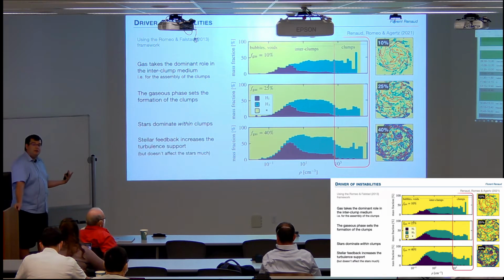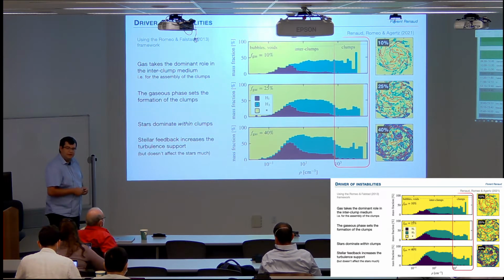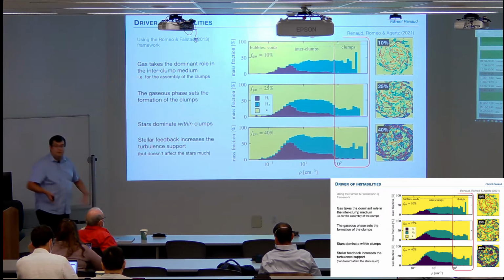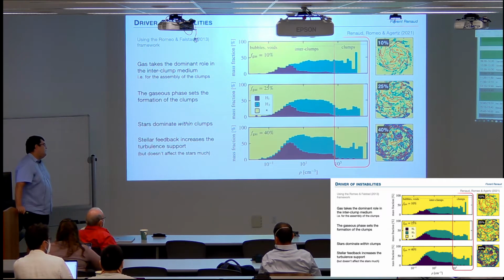In these star-forming clumps, feedback will inject turbulent support to your gas phase, and it won't, at least not directly, affect your stars because of their tiny cross-section. That means that the gas becomes very stable, and the stars become the dominant driver of instabilities.